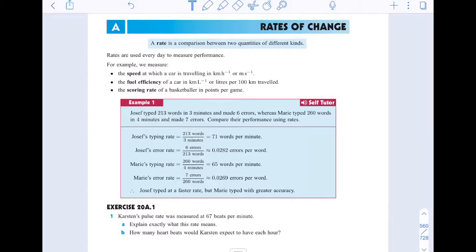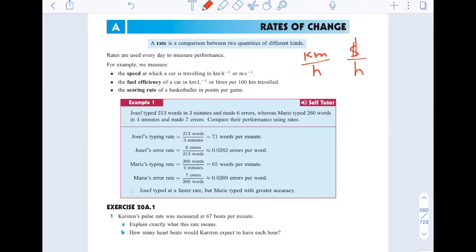Hey guys, we're going to go through 20.A, which is rates of change. And you're probably familiar with a couple of rates. Rates are just anytime you're comparing two different quantities. So two that you're probably most familiar with would be things like kilometers per hour or dollars per hour. So speed on the left, kilometers per hour when you're driving on the highway, or dollars per hour if you're working a part-time job, you might be making dollars per hour.